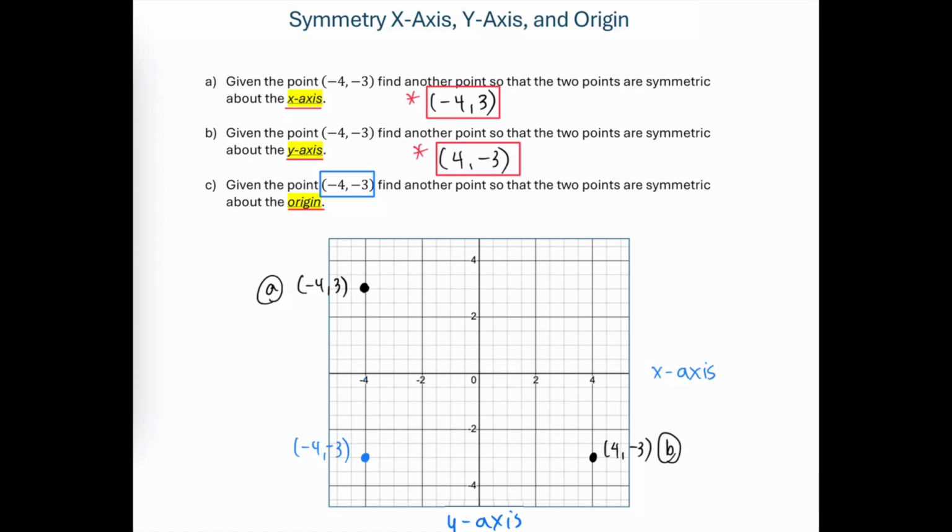Now to find a point that's symmetric about the origin, to get to the original point, we've traveled 4 units to the left and then 3 units down. To get to an ordered pair that's symmetric about the origin from this point, we're going to go 4 units, but this time to the right, and 3 units up. So we land at the ordered pair (+4, +3), which is a point that's symmetric to the original point about the origin.